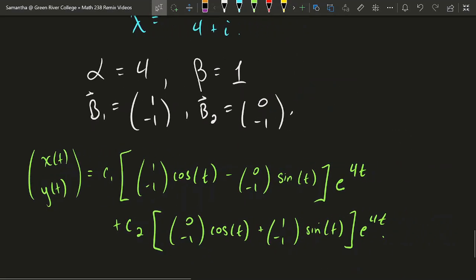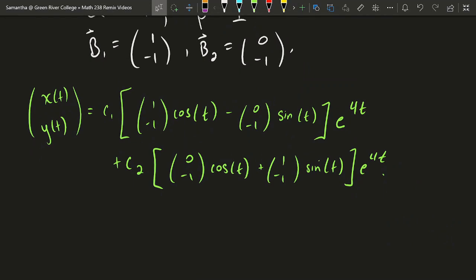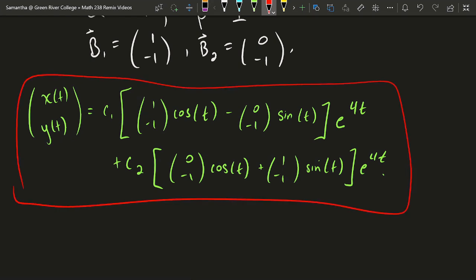Now you could, if you wanted to, go in here and extract individual formulas for x and for y, but there's not much need to do that unless the question specifically asks you to. So you're well within your rights to leave your final answer in this format as a vector equation.